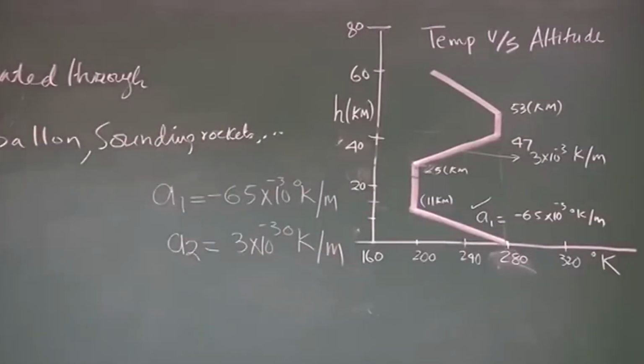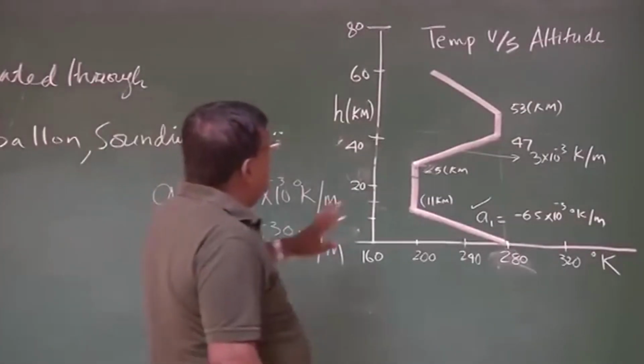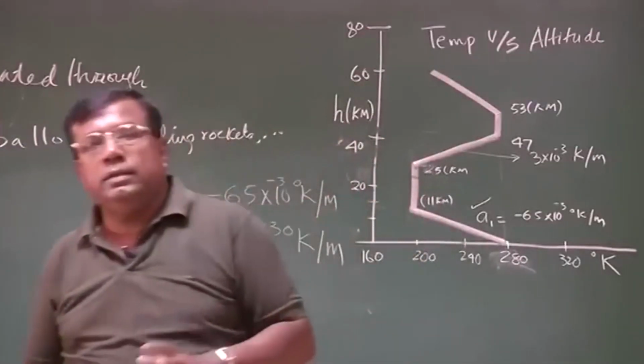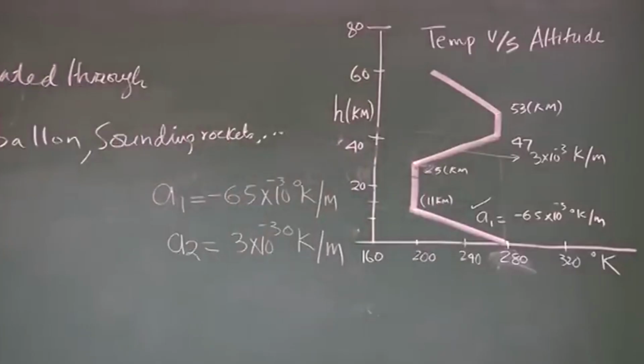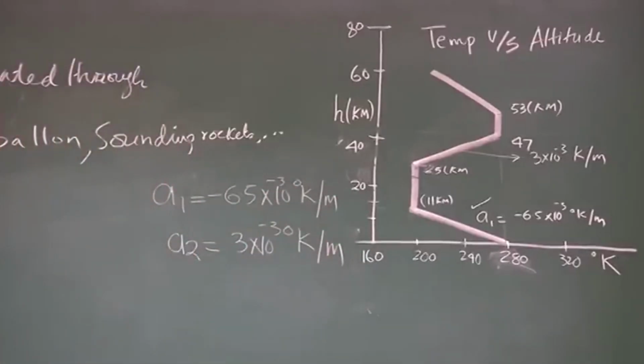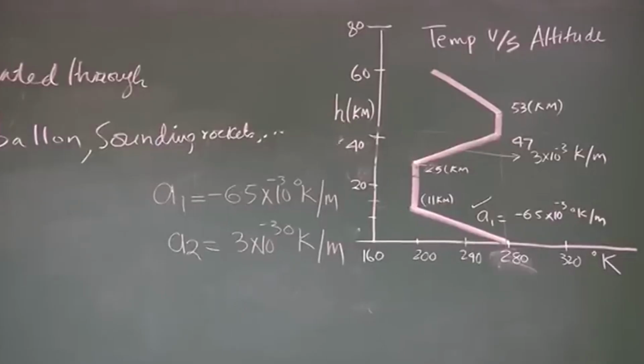So this data or this trend is purely generated through experiments, through weather balloons, through sounding rockets at different places, different times, and some average value has been agreed upon by the International Aviation Society. Okay.